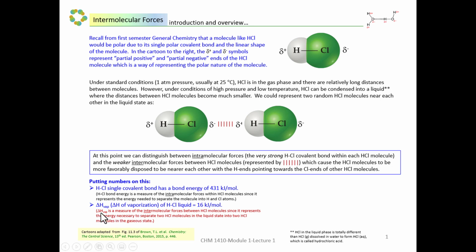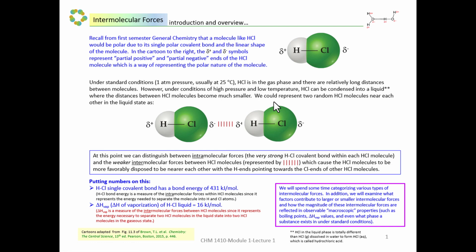The delta H of vaporization, sometimes called the enthalpy of vaporization, represents the energy needed to separate two whole HCl molecules in the liquid form into the gas form, where there's larger spaces between the molecules. So this delta H of vaporization is a measure of the intermolecular force between these two HCl molecules, since it represents the amount of energy necessary to separate these two molecules in the liquid state and form the gas.